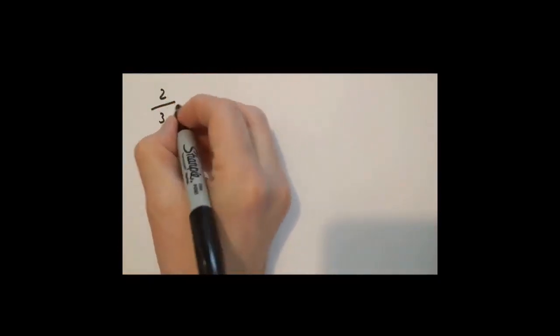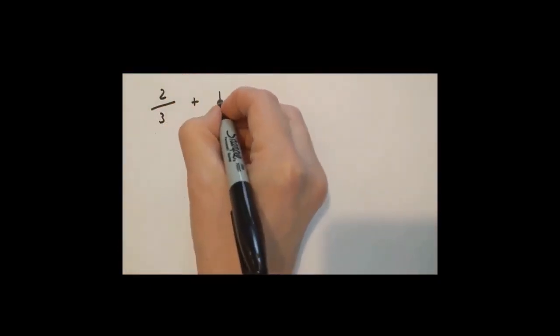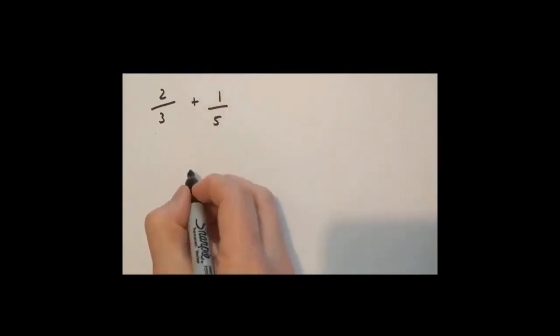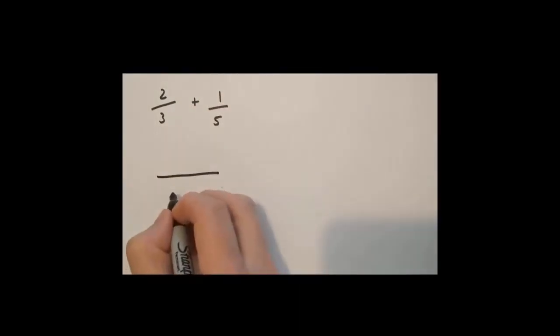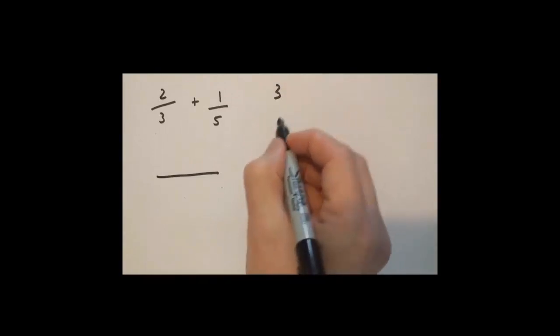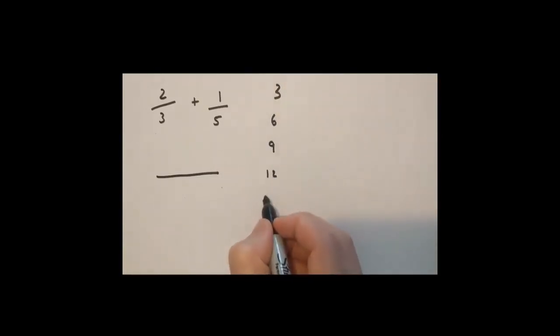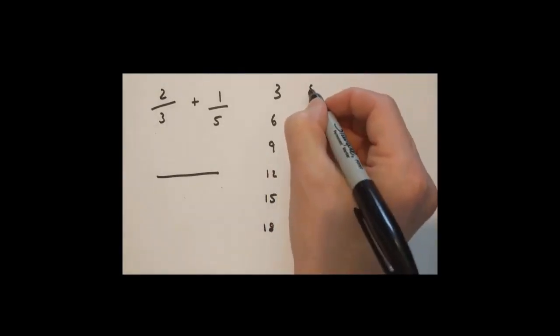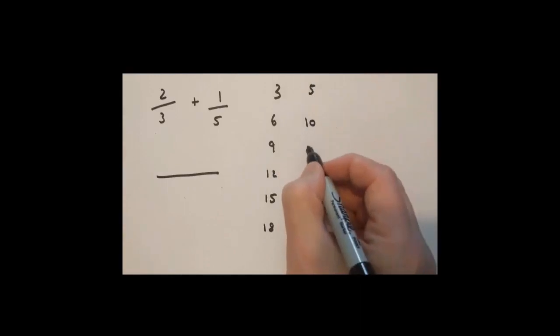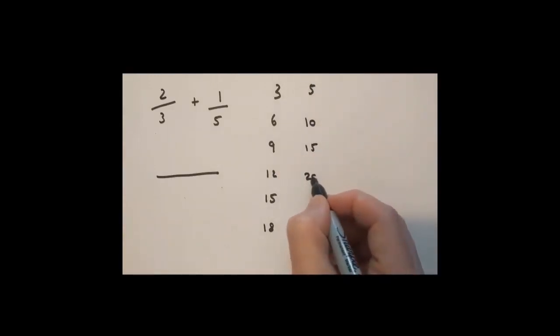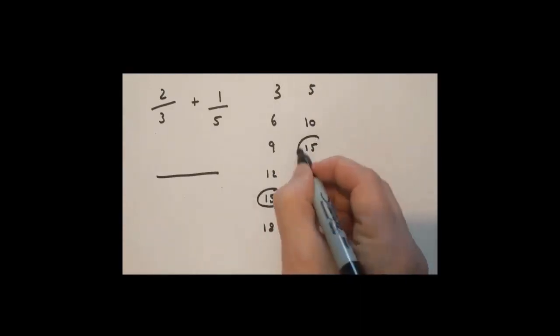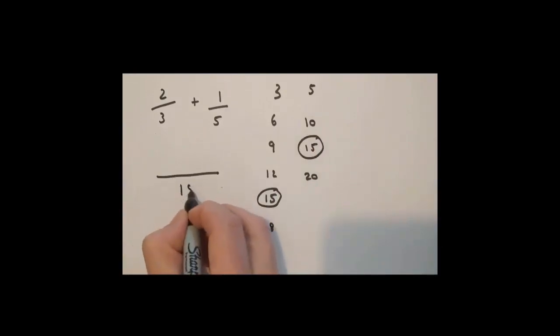Again, we begin by making sure that the denominators, the bottom numbers, are the same. We therefore have to look for the lowest number that appears in both the 3 and the 5 times tables, which we can do by writing out the 3 and the 5 times tables if we're not sure, and looking for the lowest number that appears in both. That's 15.